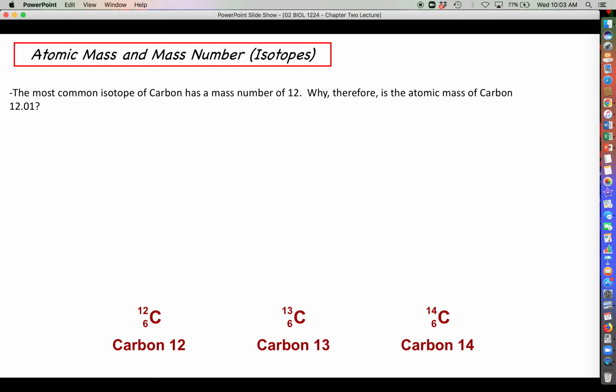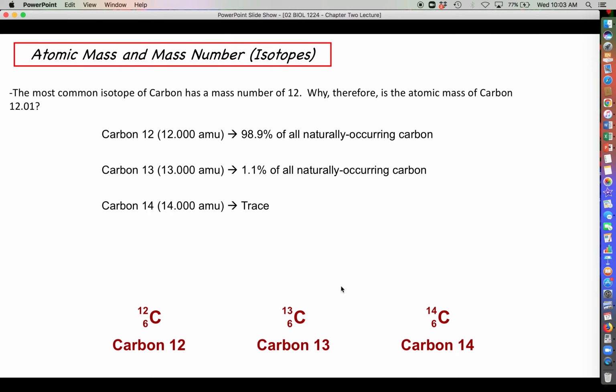So what you might be thinking is that, okay, well, if we have carbon-12, carbon-13, and carbon-14, and we want to know the average mass of carbon, you would think it would just be 13, because 13 is halfway between 12 and 14. But that would assume that carbon-12, carbon-13, and carbon-14 are all found in equal amounts and equal proportions in nature, and that's just not true. Carbon-12 actually makes up almost 99% of all naturally occurring carbon. It is by far the most common type of carbon atom that you can find.